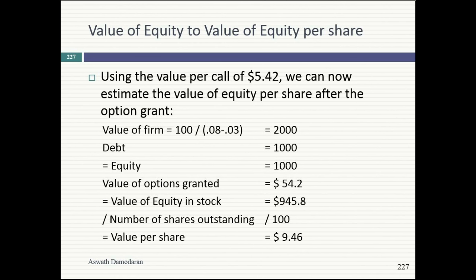So here's what I do. I take the 1,000 value for equity I had before. I subtract the 54.2 million that I've given away to the top management. I come up with $945.8 million, divide that by the 100 million shares outstanding. The value per share that I get is $9.46. That's why you as a stockholder can't sit by and watch a company grant options like crazy and not do anything about it, because it's affecting your value per share.